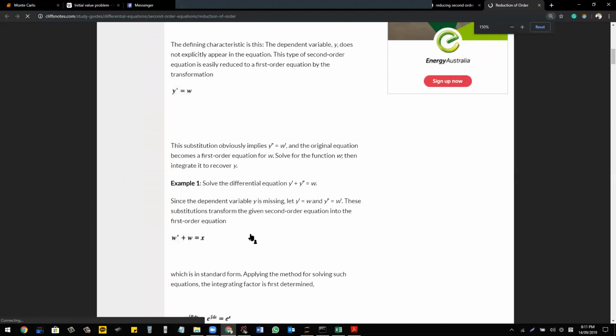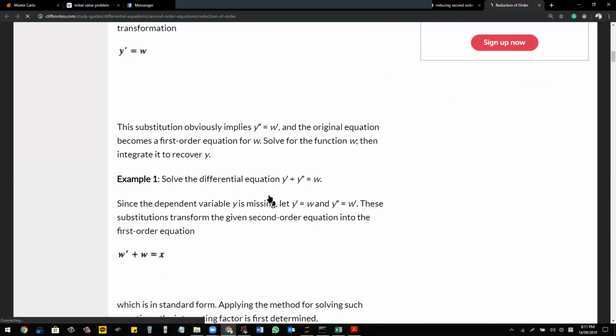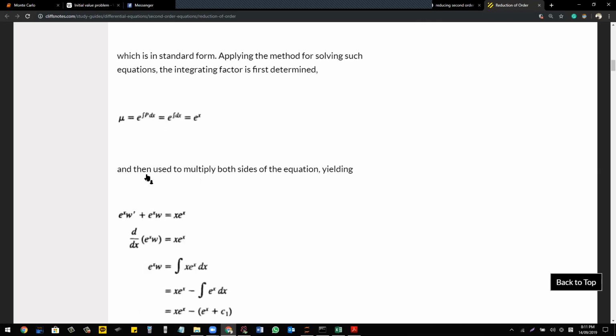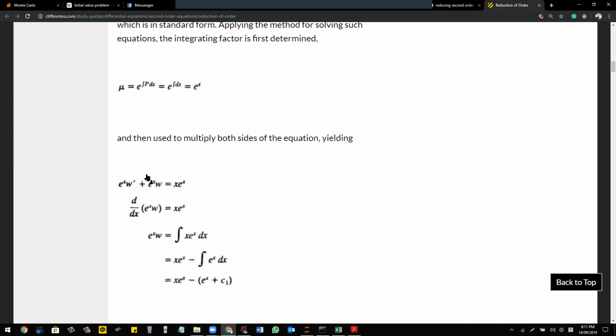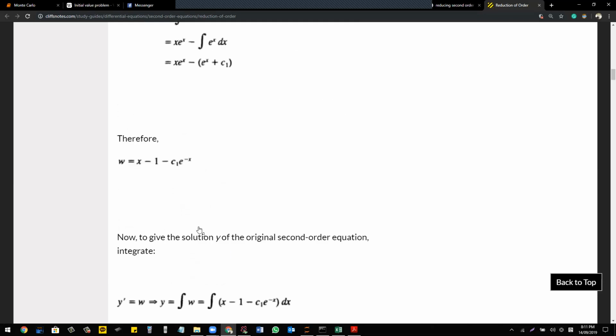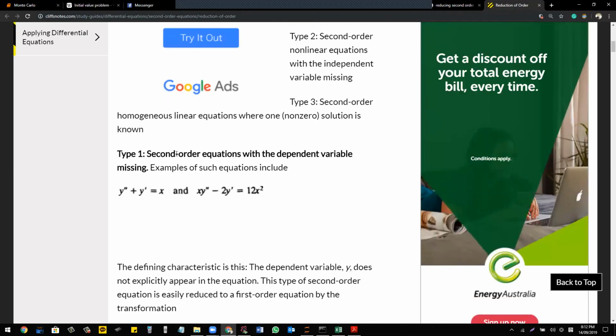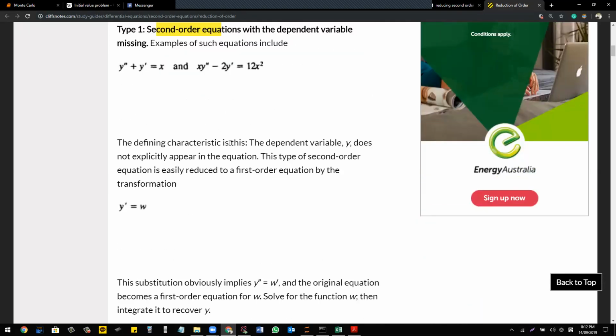Okay, so this is second order. Usually what we do is write this, so this is W, the differential equation. There's an integral factor. You guys haven't done integral factor, have you? We've done that in class. But that's for first order, not for second order. That's a type 1 second order equation with a dependent variable. So y dash equals W.